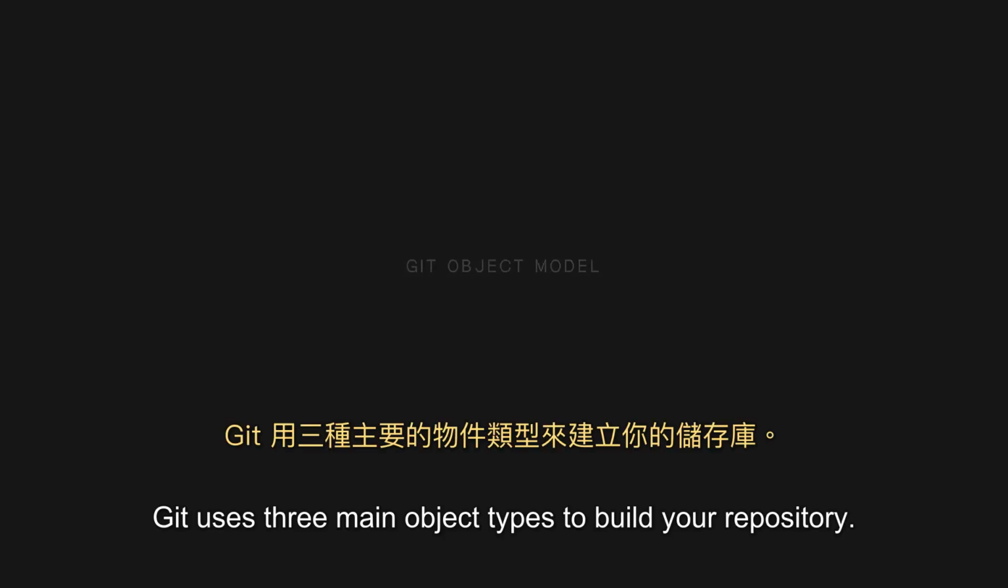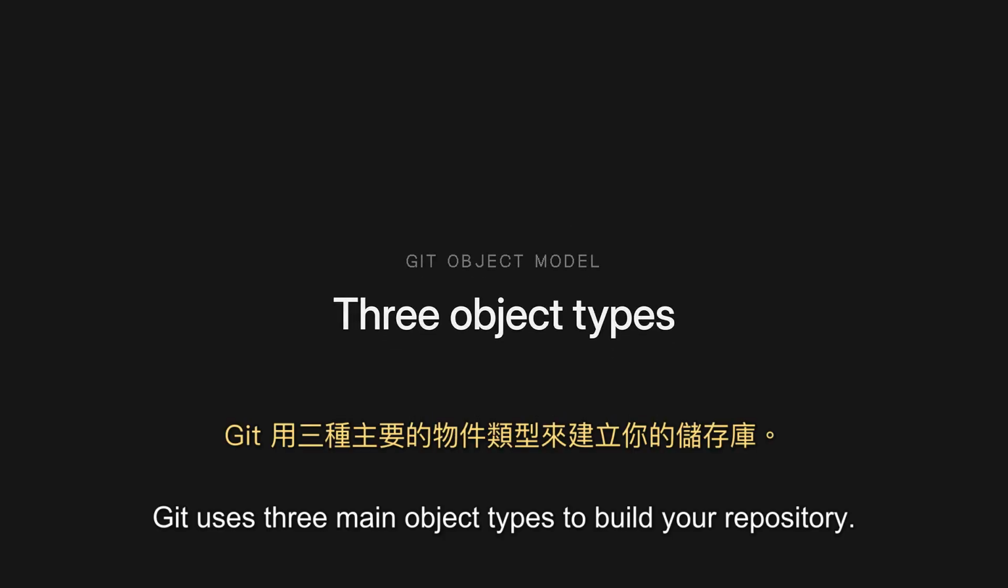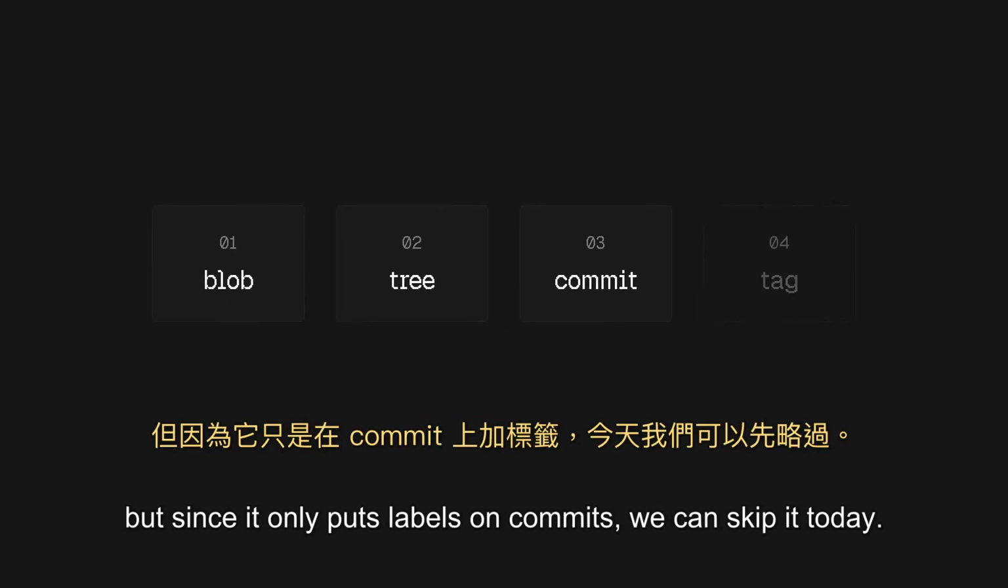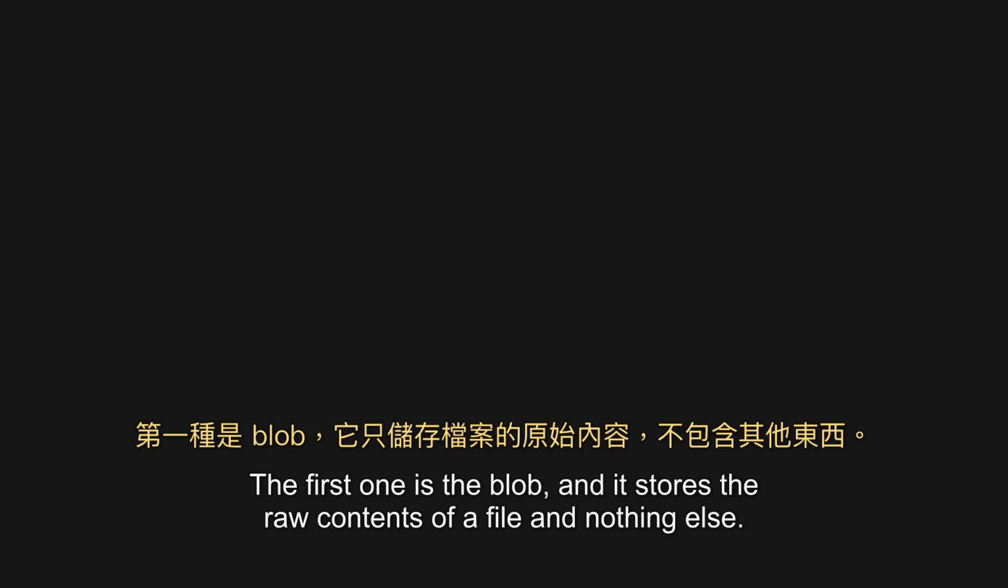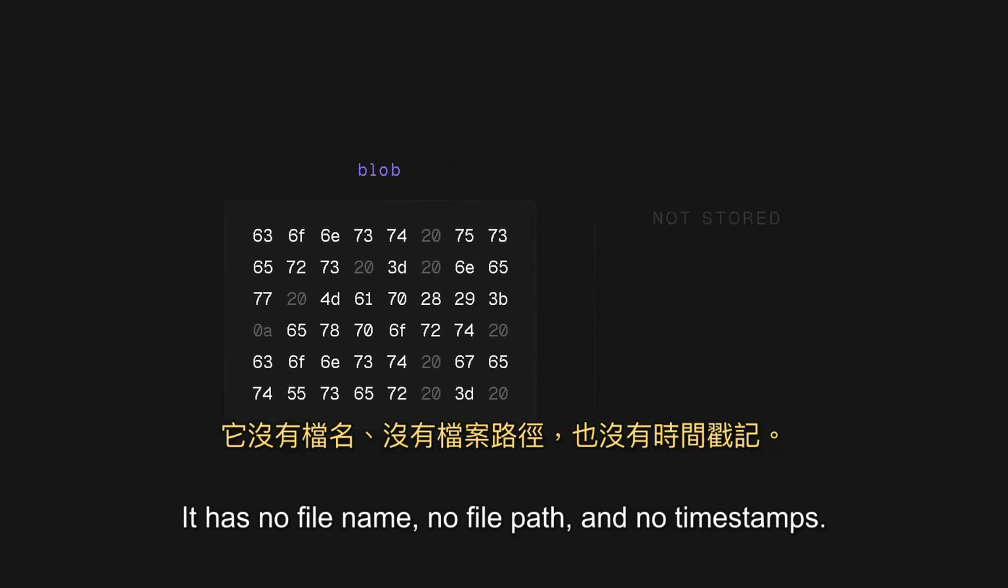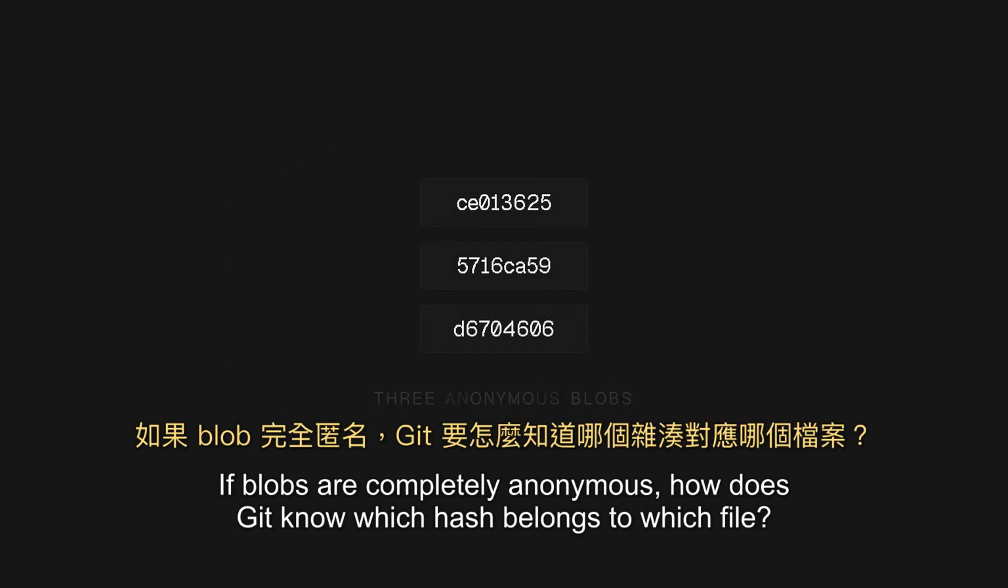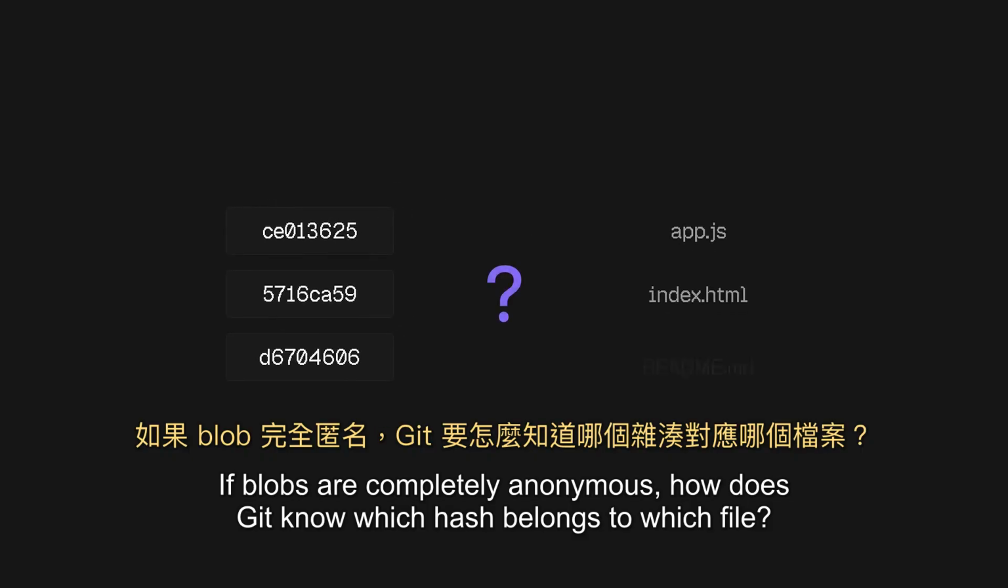Git uses three main object types to build your repository. Technically, there's a fourth one called the tag object, but since it only puts labels on commits, we can skip it today. The first one is the blob, and it stores the raw contents of a file and nothing else. It has no file name, no file path, and no timestamps. It's just the raw bytes of your code. But this creates a problem. If blobs are completely anonymous, how does Git know which hash belongs to which file?